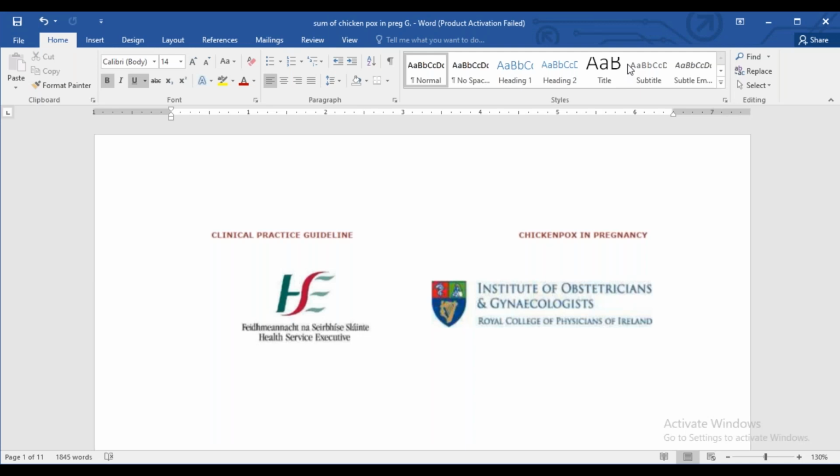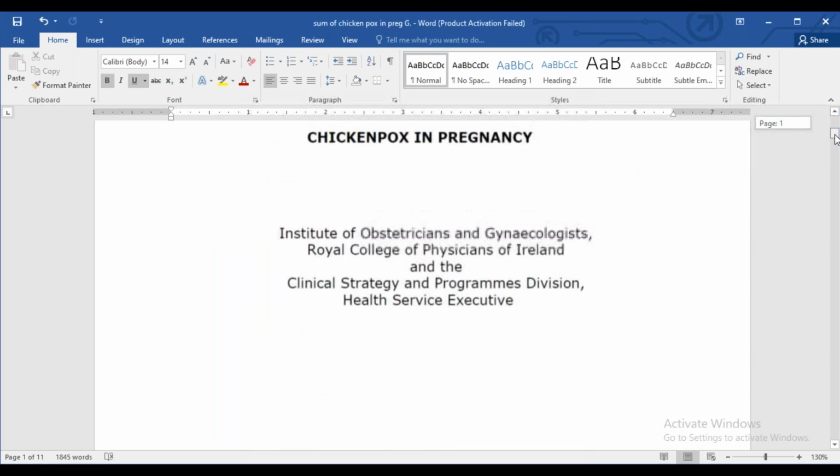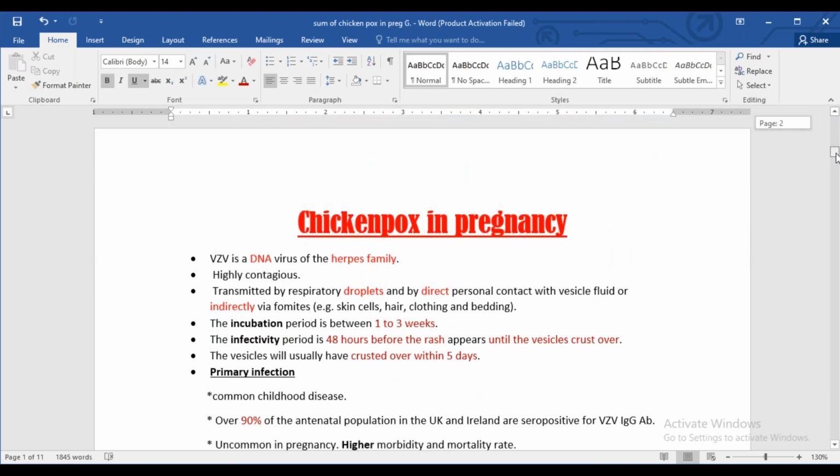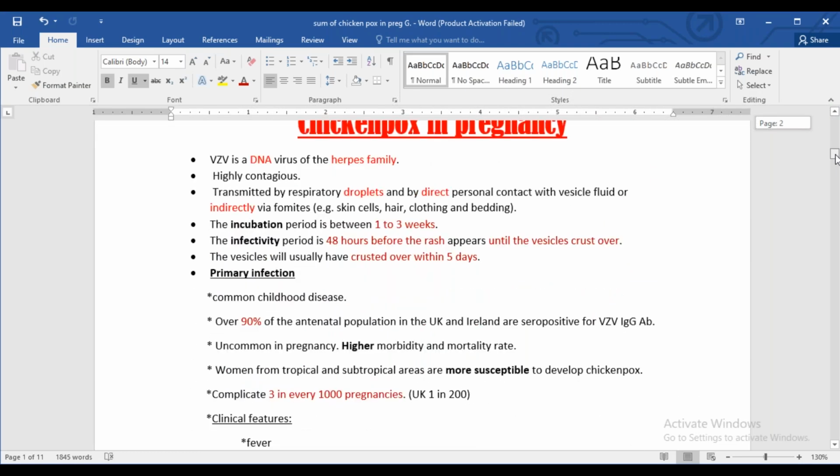Okay, we are going today to discuss the guideline of chickenpox in pregnancy according to the RCOG guidelines. And I'm going to try to illustrate the differences between this guideline and the RCOG recommendations. So let's start. Bismillah. If there are any questions, you can drop them in the chat box or we can discuss after we finish. Okay.